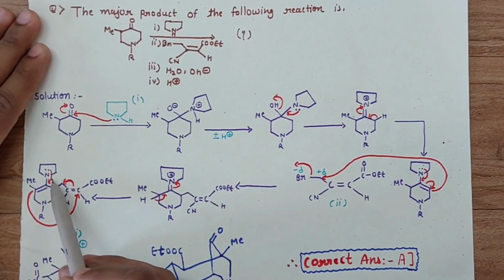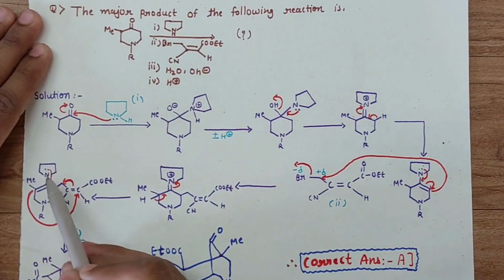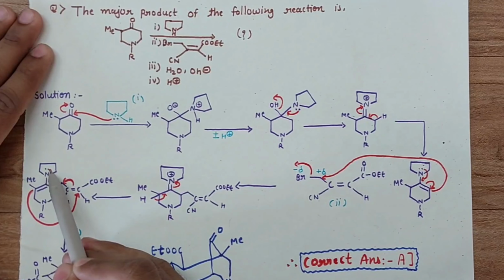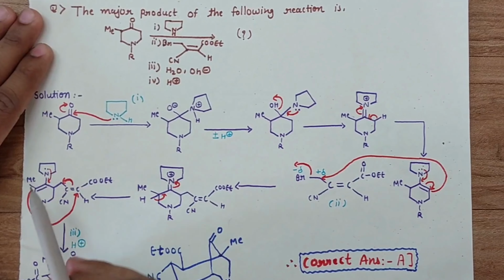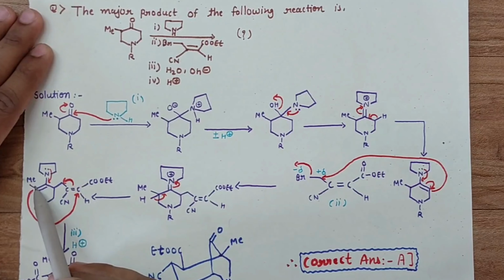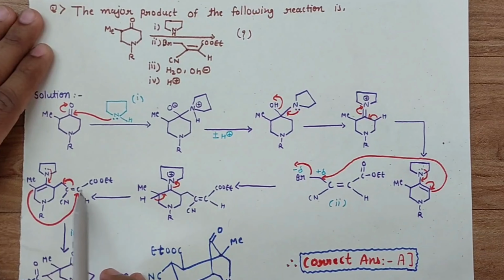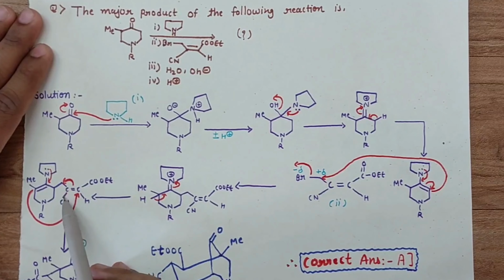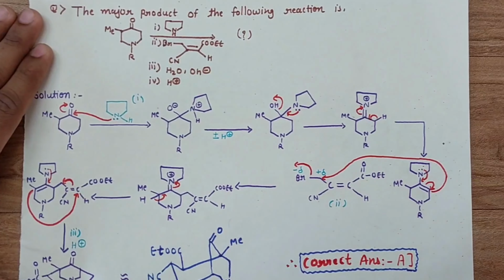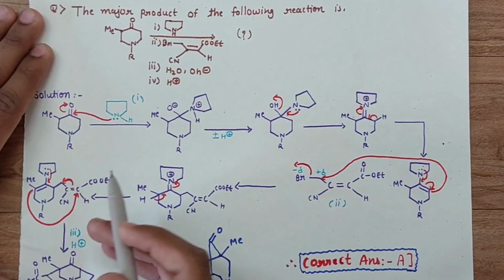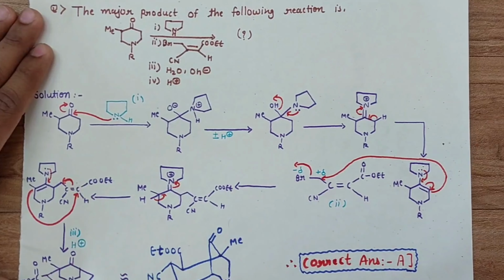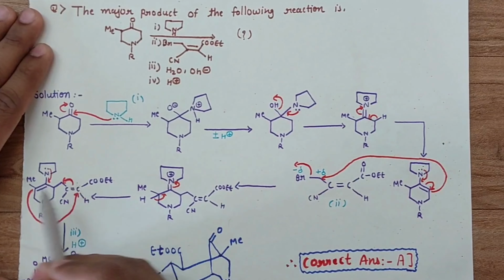Now in this enamine, the lone pair of nitrogen can further react and shift this double bond, and this alpha 1 position becomes a nucleophile. Now see here, the cyanide group is an electron-withdrawing group. So it will withdraw electrons from this carbon-carbon double bond, and this carbon becomes partially negative and this one partially positive. So it will react like this.